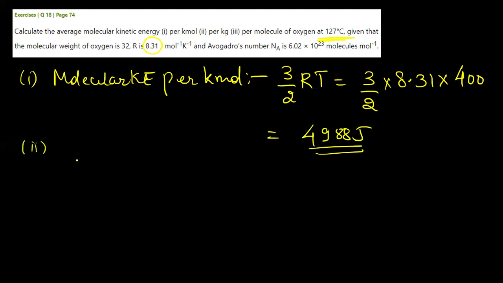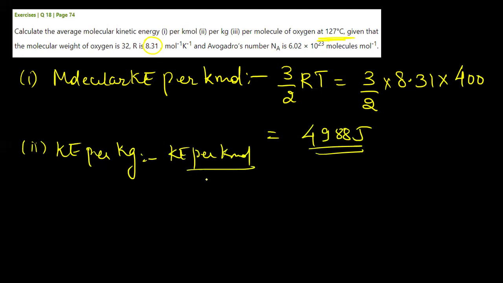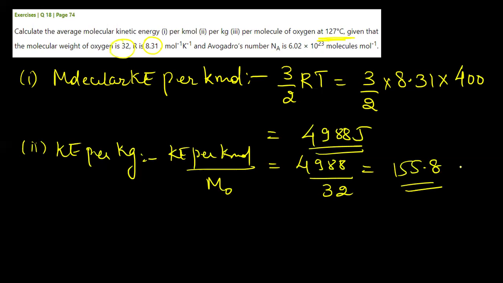Second point, they're asking to find the kinetic energy per kilogram. For that, the formula is whatever you have solved above divided by molecular mass. So kinetic energy per kilomole divided by molecular mass. This is the formula. So 4988 divided by the molecular mass, which is given as 32. So 4988 divided by 32 will be 155.8 joule.